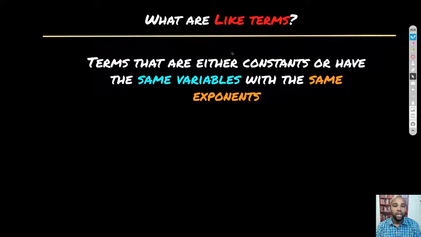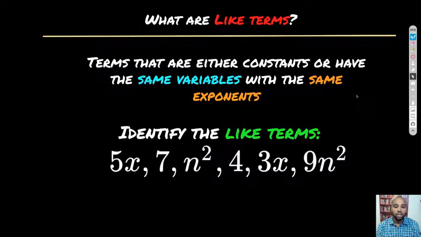All right, what are like terms? Terms that are either constants or have the same variables with the same exponents. So either you can have constants or they have the same variables with the same exponents. So those are the two times when you're going to get a like term.